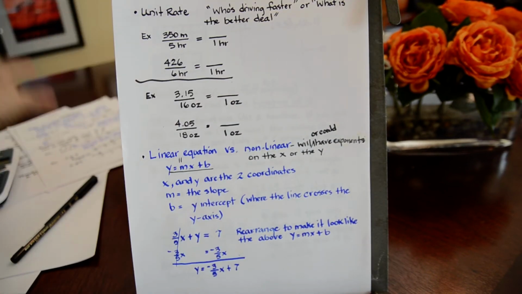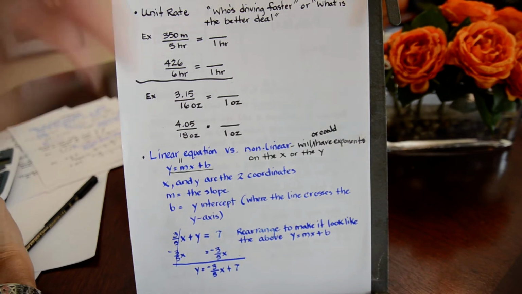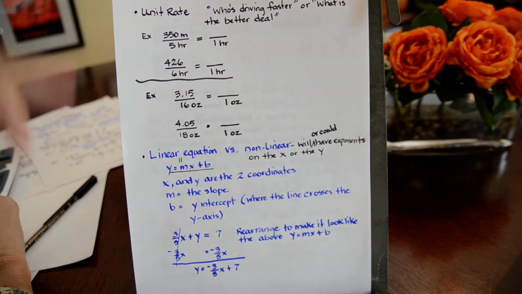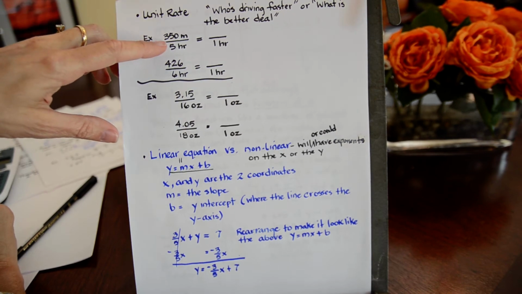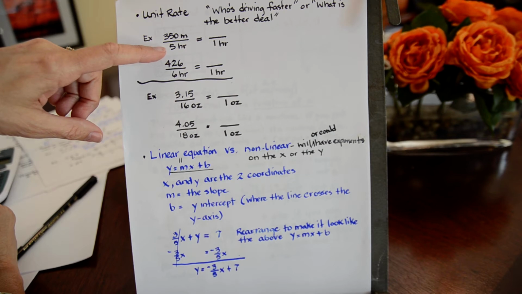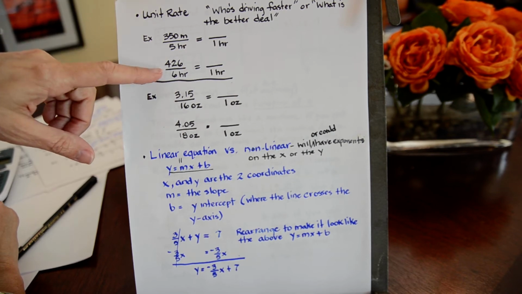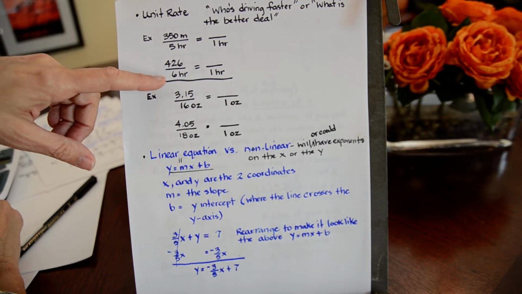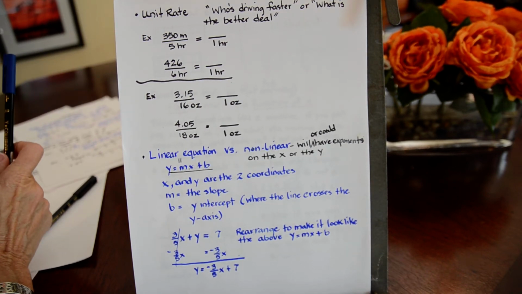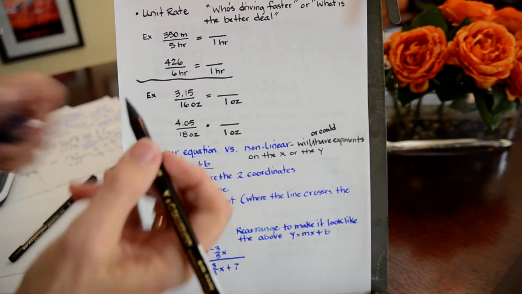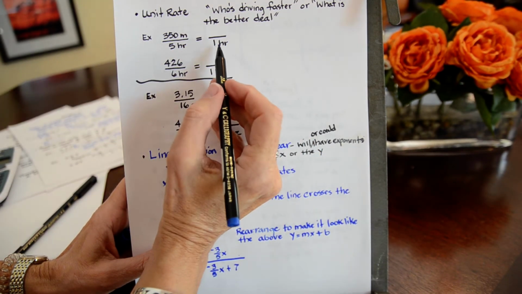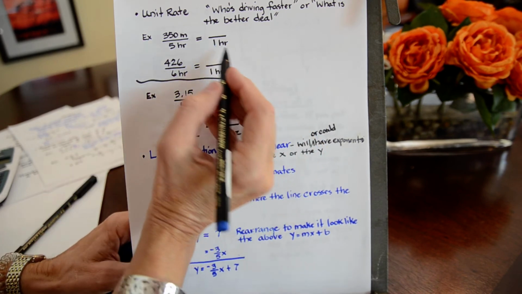Okay. All right, unit rate. Sometimes they'll ask you, who's driving faster, or what is the better deal? Here's an example. Somebody's gone 350 miles in 5 hours. And then another person has gone 426 miles in 6 hours, and they want to know which one drove faster. Well, your best thing to do is to get them both to the same time frame, which would be 1 hour. We want to get it to that unit rate.